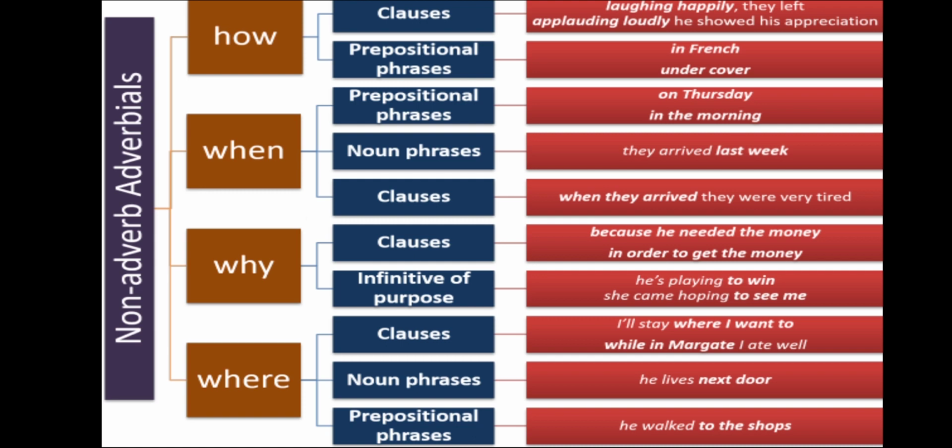While in Margate, I ate well. Here we get some clauses if we make the question to the sentences. Noun phrases: he lives next door. Next door is the example of a noun phrase. He walked to the shops, prepositional phrases. To the shops is the example of prepositional phrases as non-adverb adverbials here.